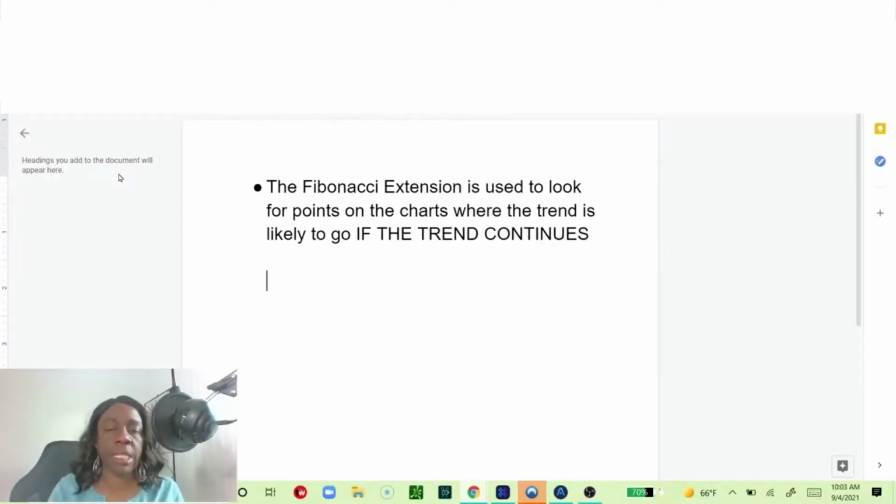The Fibonacci extension is used to look for points on the charts where the trend is likely to go if the trend continues. The buzzword there is "if." If we're in a trending market, then you can begin to consider using your Fibonacci extensions. Now I'm going to go to the charts a little later to prove this point.